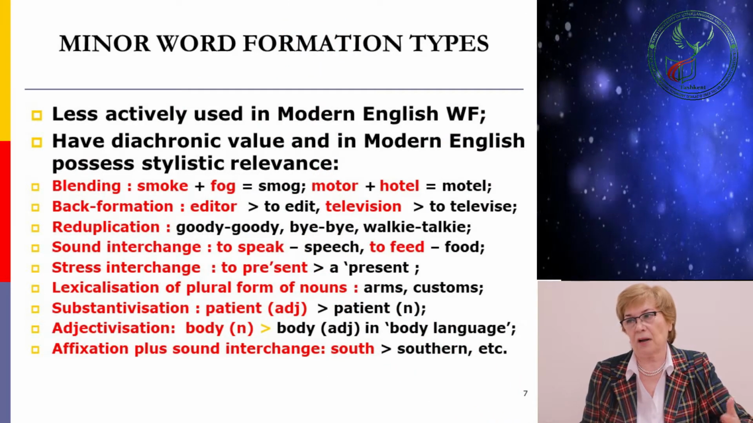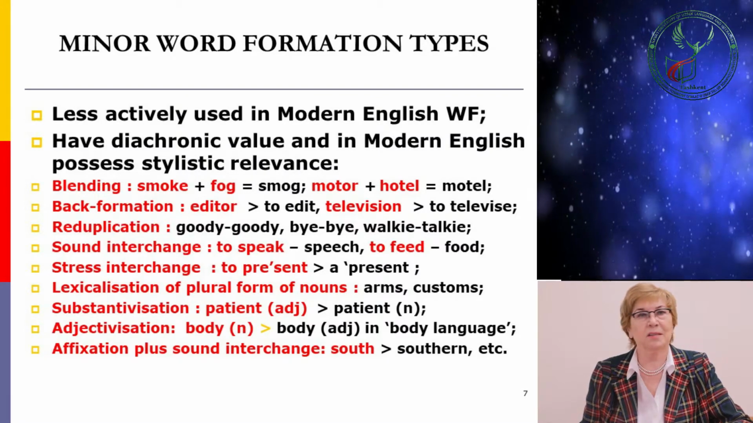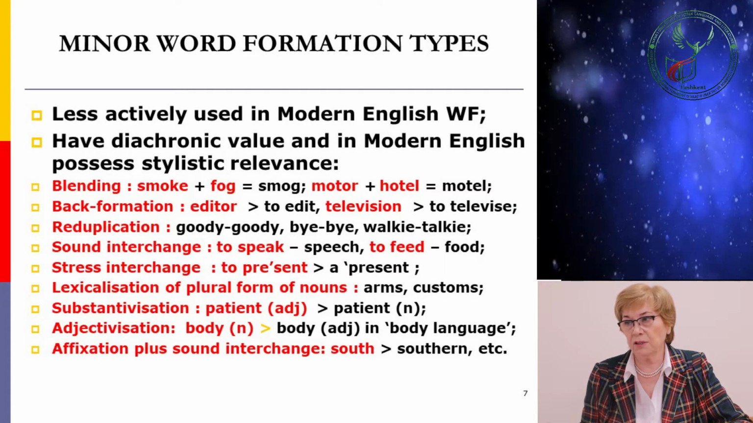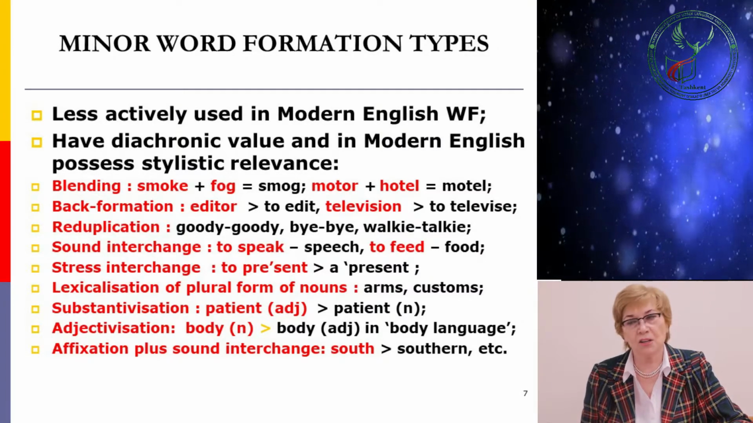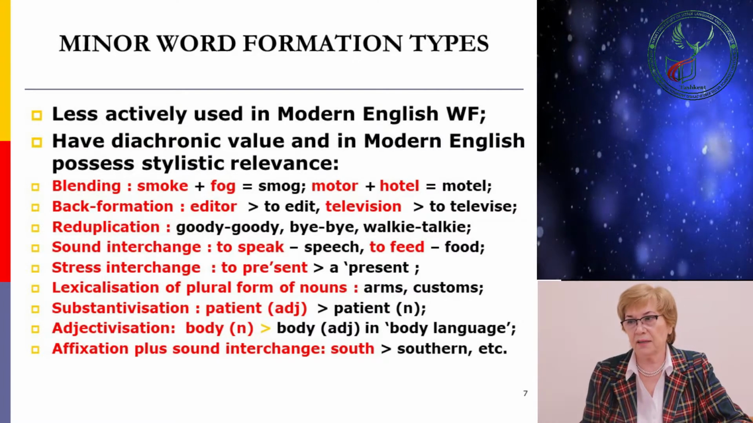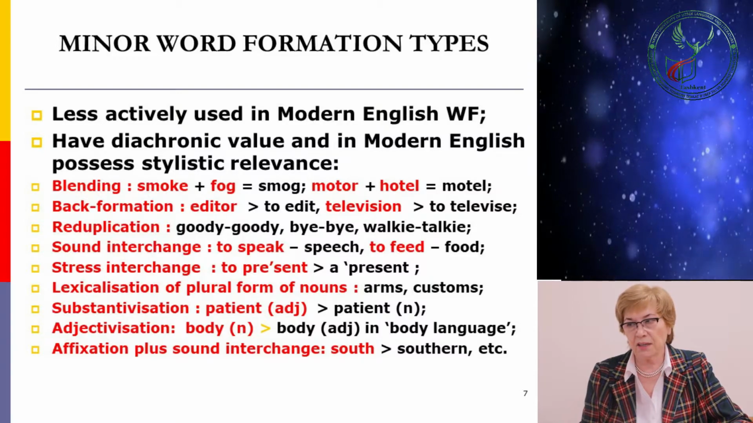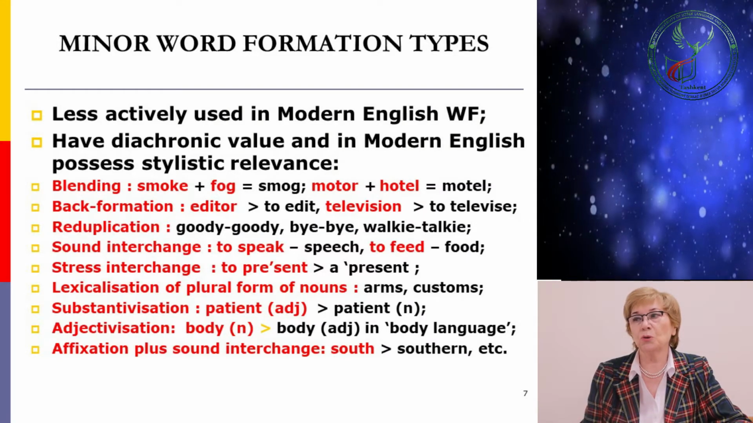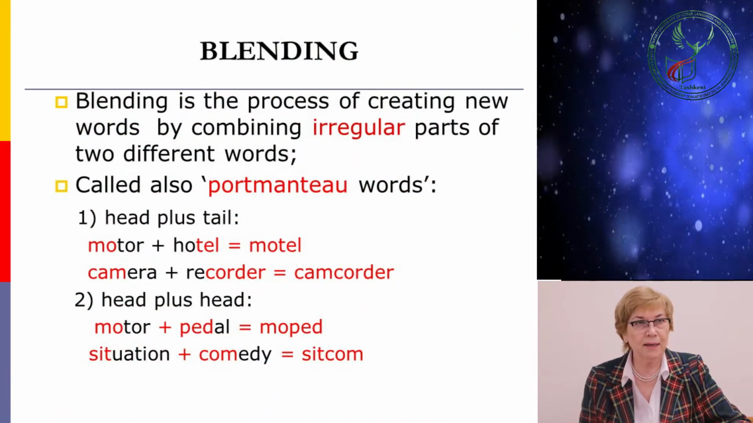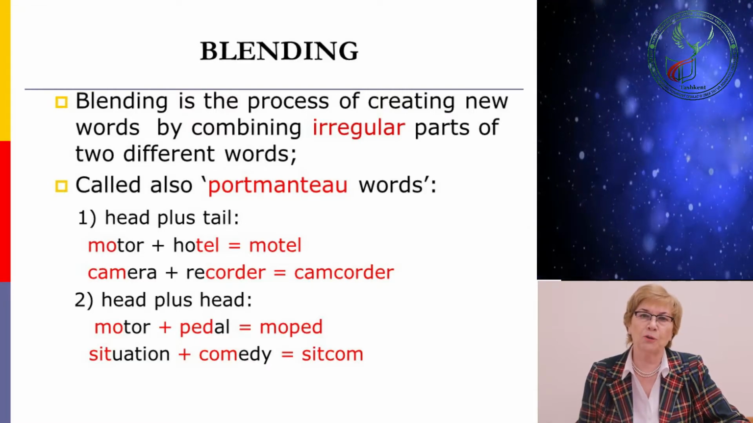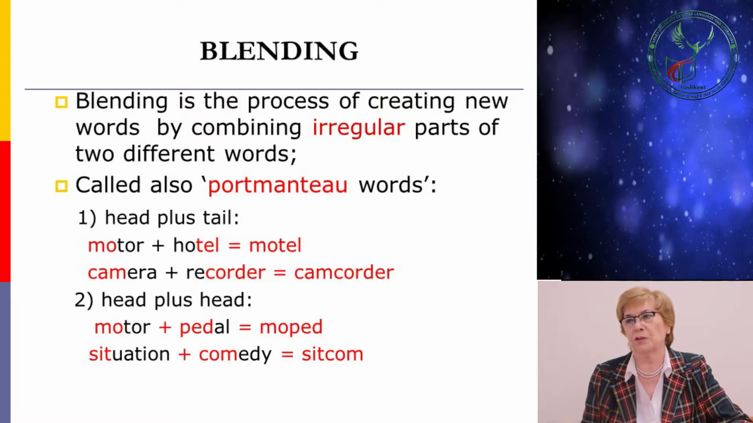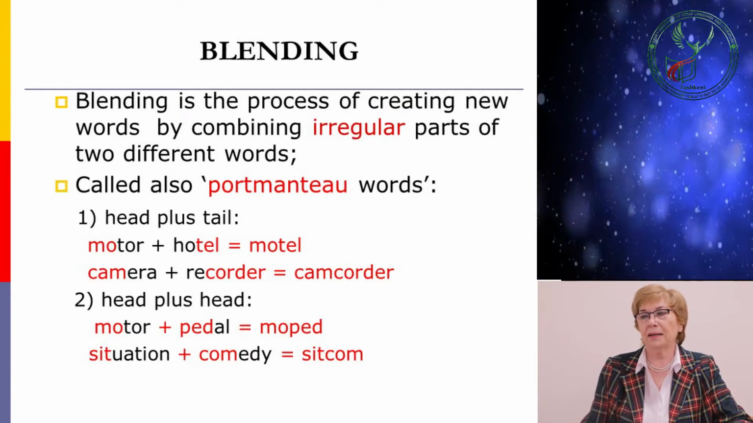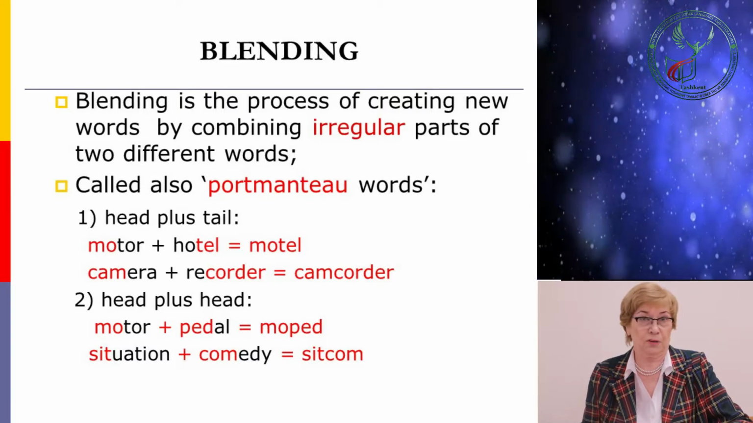You can look at them, and there are examples opposite each term. Blending, backformation, reduplication, sound interchange, stress interchange, lexicalization of the plural forms of nouns, substantivization, adjectivization, affixation plus sound interchange, and different mixed types. Now let's go to blending. So what is blending? Blending can be called blends, can be called portmanteau words. There are different terms to describe blending. But in fact, it is the process of creating new words by combining irregular parts of 2 different words.